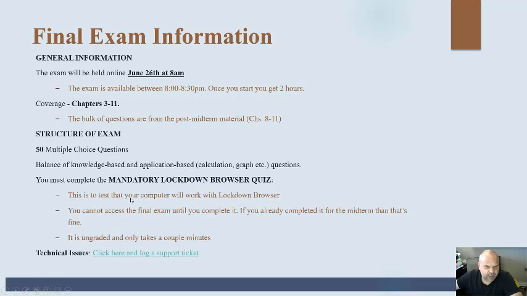You must complete the mandatory lockdown browser quiz. Probably all of you have done this already for the midterm. If you haven't, then you will have to do that if for some reason you missed the midterm. If you have any issues with the lockdown browser, there's a link here, and I've sent this to you in the PDF document for the final exam outline, so you also have that link. You can click here and log a support ticket.